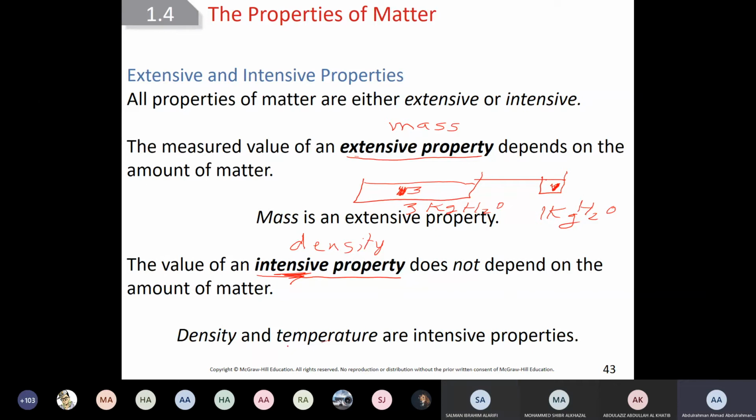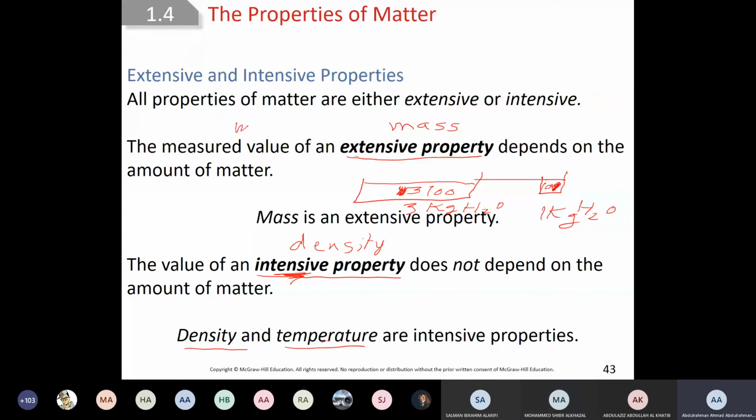Density and temperature are intensive properties. If this is boiling water, what's the temperature here? 100, even though it's 3 kilograms. What's the temperature here if it's boiling? Also 100. Clear?